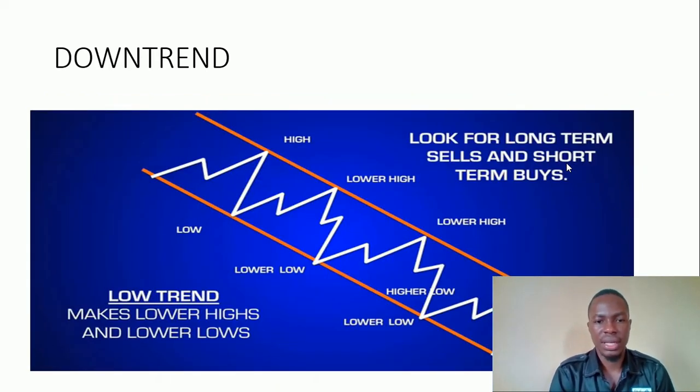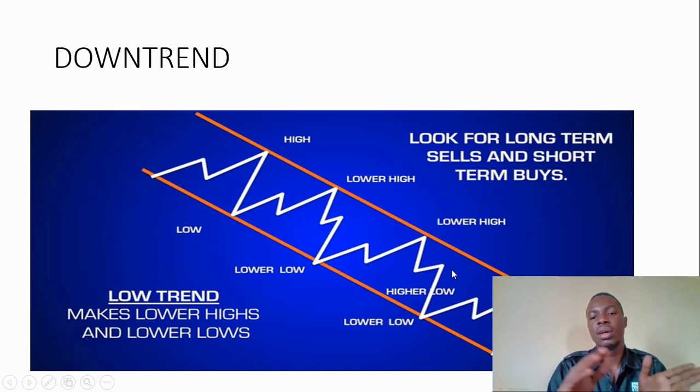In the same vein, a downtrend is when the market is making lower highs and lower lows. Like we see in the picture, the first high is higher than the next high, that's higher than the next high, and so it goes downward. While the previous low is higher than the next low, which is higher than the subsequent low. So the market is steadily making lower lows and lower highs.